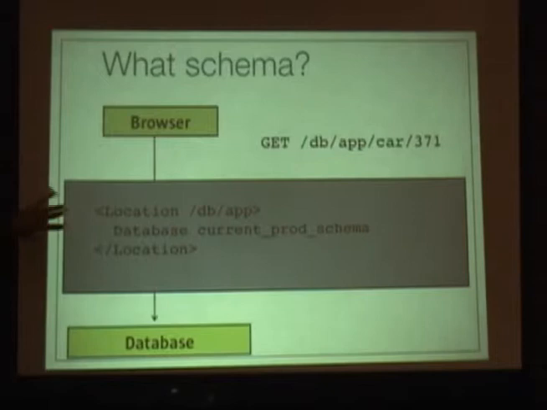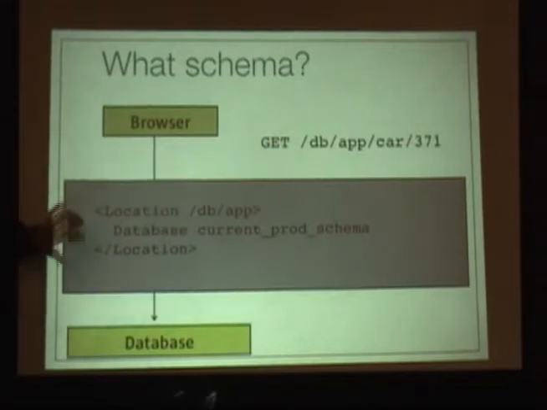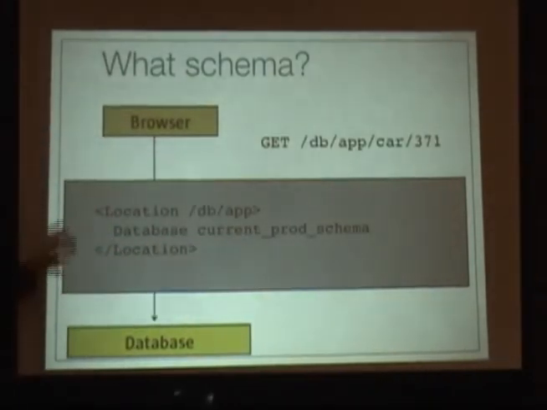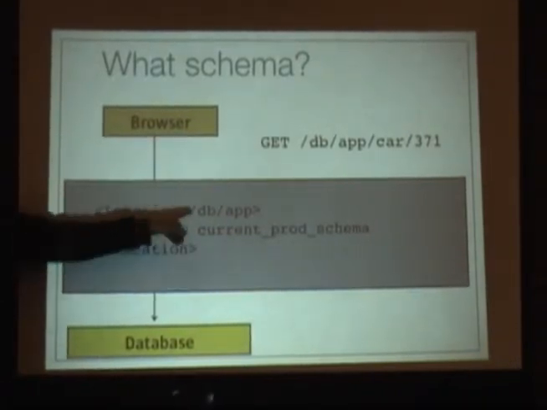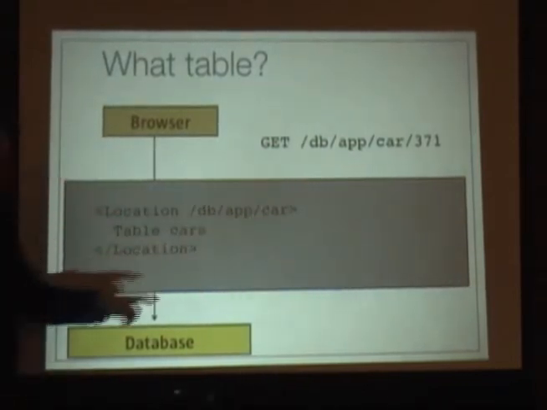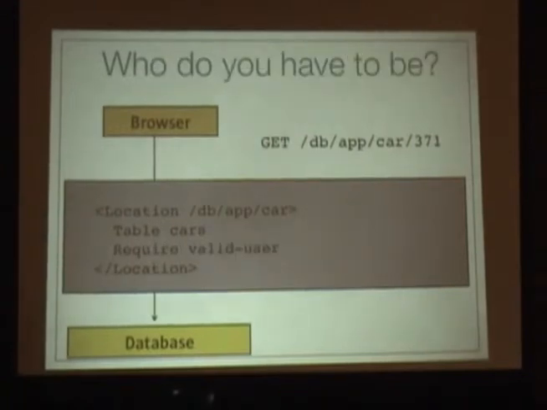So, okay, what's the schema? Here we've got /db/app/car. We're going to take everything under /db/app. So here's a location container in the Apache config. We're going to map this to a schema. That was the top level, this is /db/app, right? And then we're going to go one level down. So db/app/car, and we're going to have a location container for this, and we're going to map it to a table. All right. So straightforward so far.